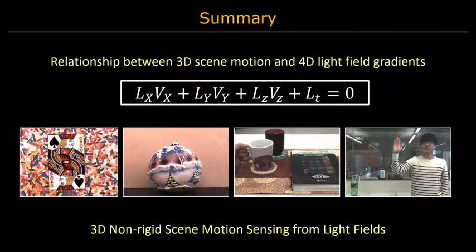In summary, we derive a linear equation that relates the 3D scene motion with light field gradients. By adapting techniques from optical flow research, we propose novel approaches for recovering 3D motion. Initial results show the proposed methods can recover motion for a wide range of scenarios.